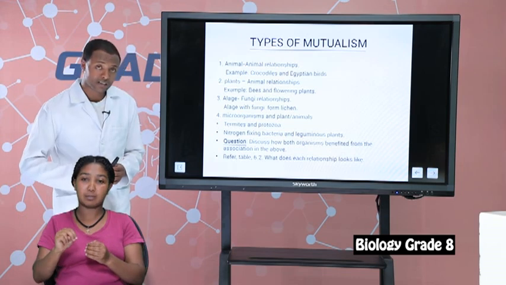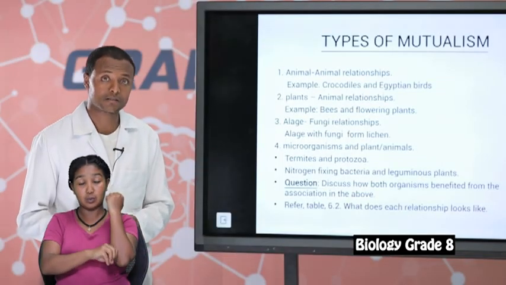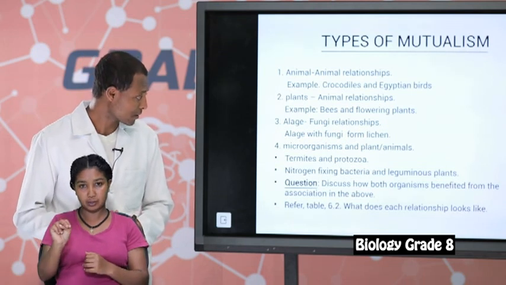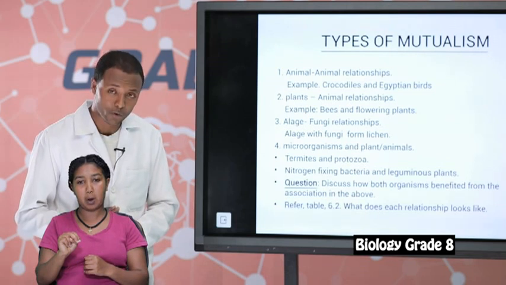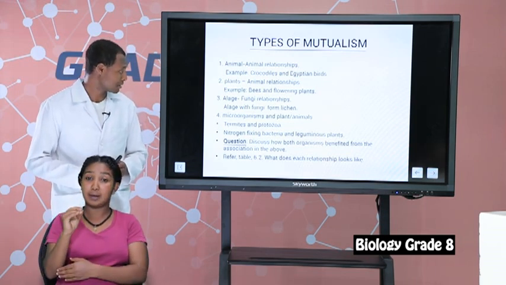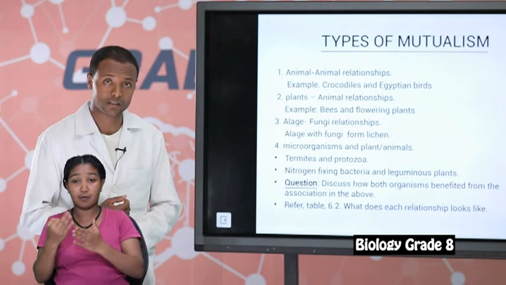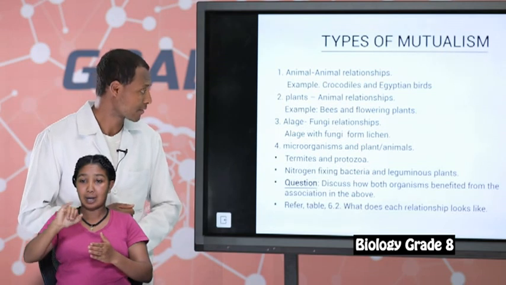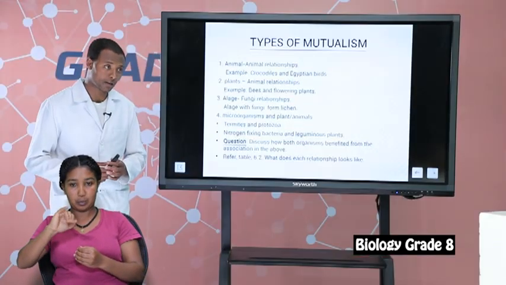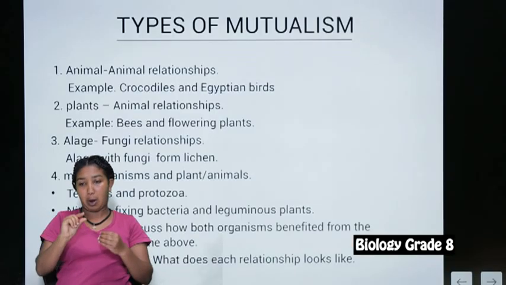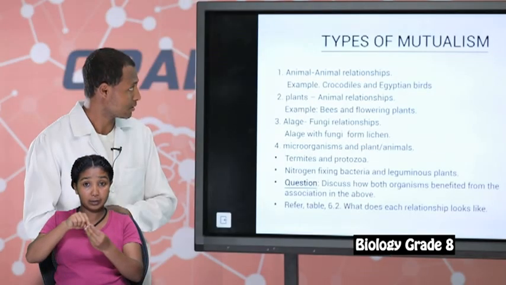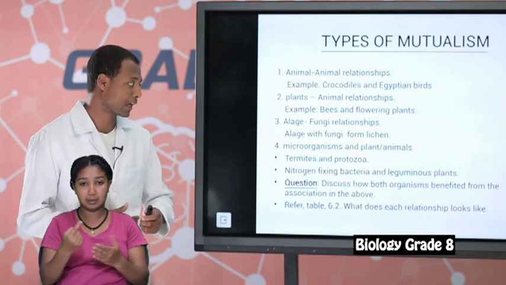So these nitrogen-fixing bacteria live in the root nodules of the plant, and they fix nitrogen into a form usable by plants. That means nitrogen is not directly used by plants. So the nitrogen must be converted into another form, which is easily used by plants, that is in the form of nitrates. As well, the root nodules of leguminous plants serve as a shelter for the microorganisms. This is the relationship about types of mutualism. So there, both organisms are benefited from the association.